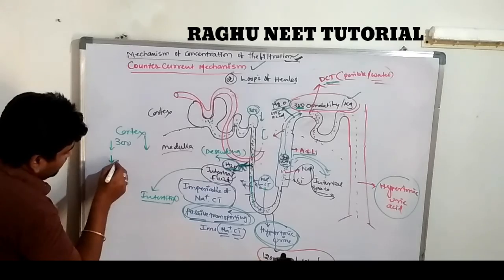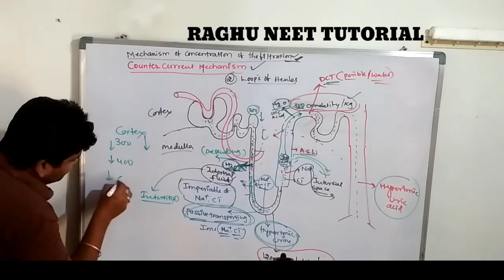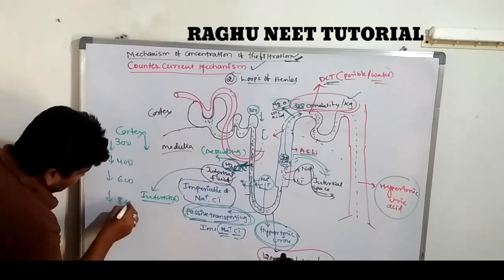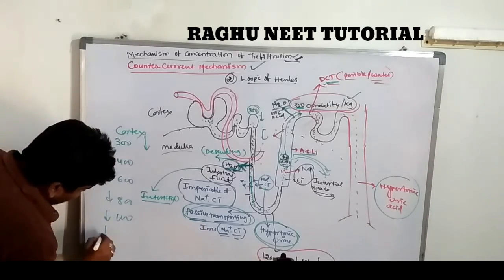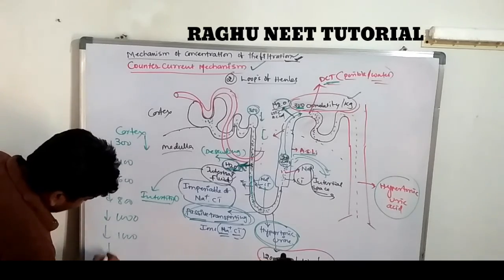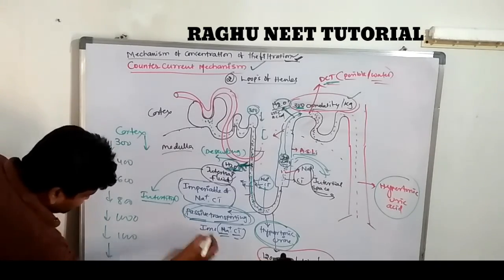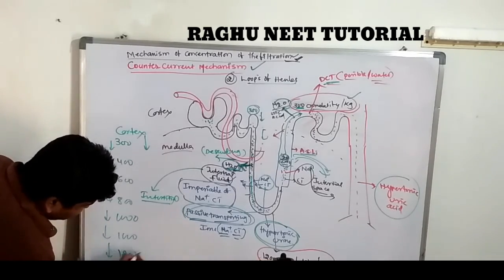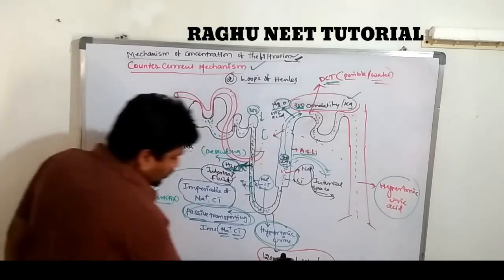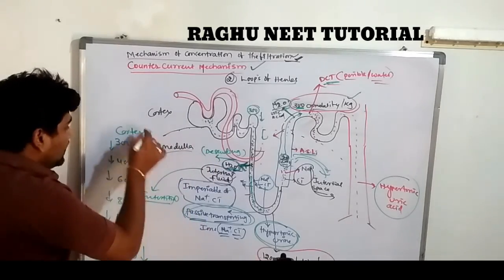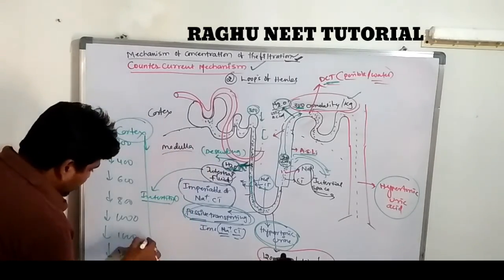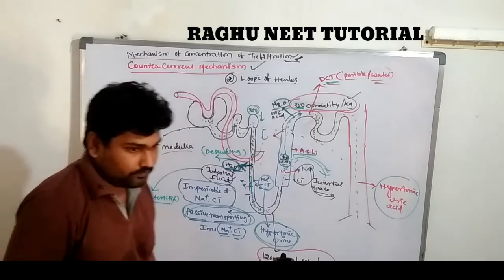1200 in one region, and 400, 600, 800, 1000, 1100, and finally the loop of Henle. When it reaches the loop of Henle, the concentration is at its highest level, 1200 osmolality per kg. From cortex to medulla, the osmolality pressure gradually increases. Are you clear?